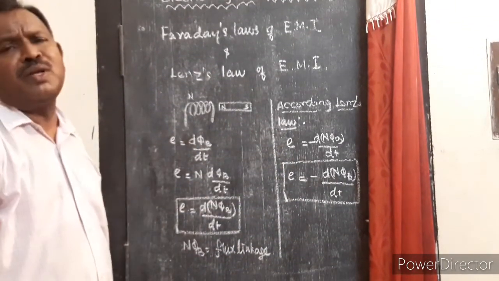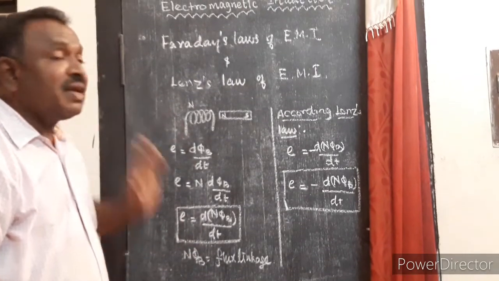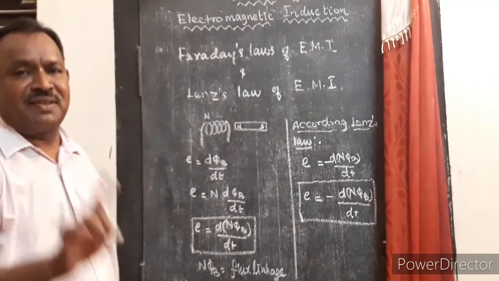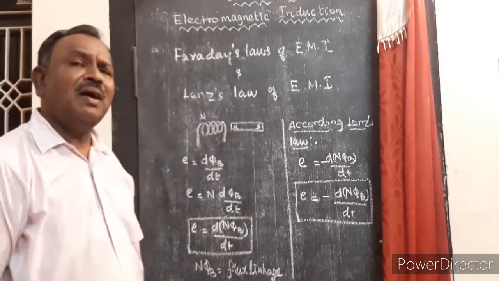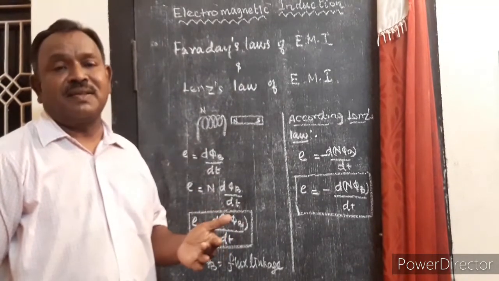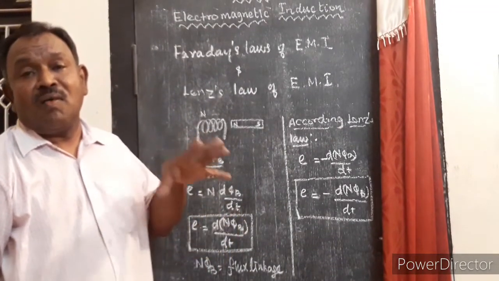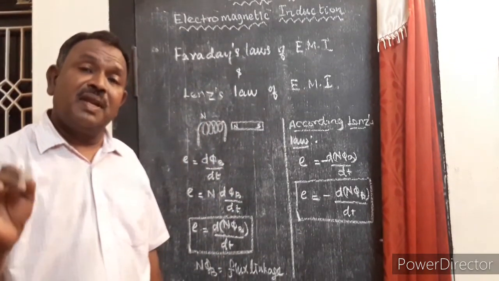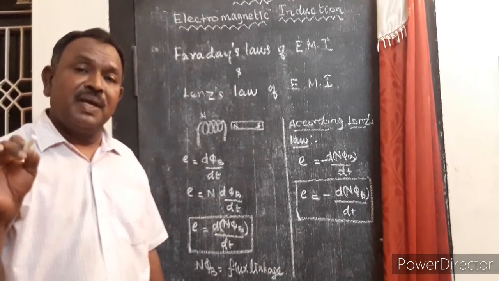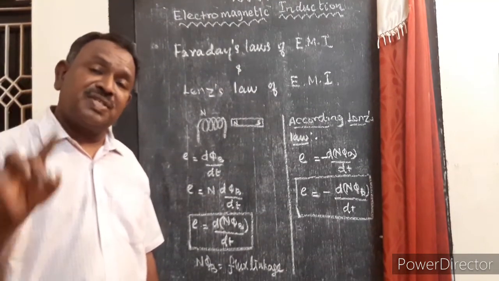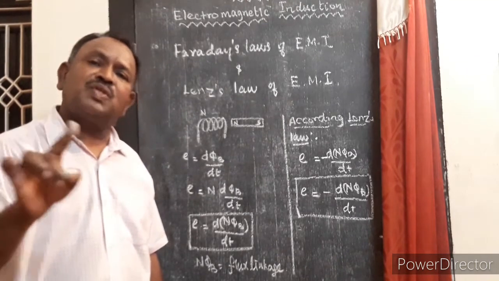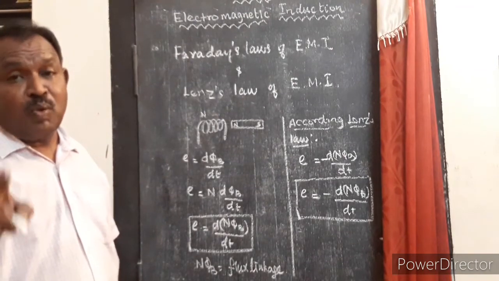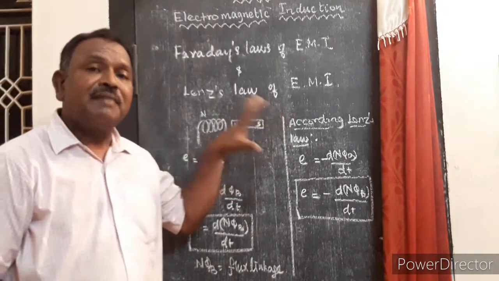In the next part, we are going to see that Lenz's law is according to the law of conservation of energy. This is the significance of Lenz's law. So what does Lenz's law state? Whenever an EMF is induced, the induced EMF flows in such a direction so as to oppose the cause. Or in other words, the induced EMF opposes the change in the magnetic flux.